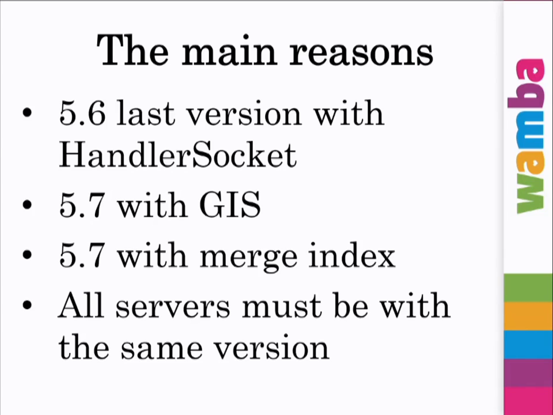On one hand, we definitely want to change the version to 5.7 because this version has very important features for us like GIS or maybe image index. Of course, it was a problem because we don't want to use two different versions in our system, 5.6 with HandlerSocket and 5.7 for the GIS system. So we had to resolve this problem and move HandlerSocket out of our system.